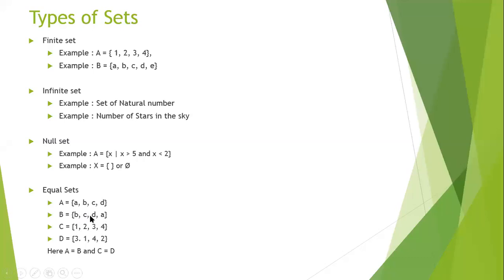Sets having the same elements. I'm not talking about the same number, but the same elements. If the sets have the same elements, that type of set is called an equal set. Now see this one. C is equal to 1, 2, 3, 4 and D is equal to 3, 1, 4, 2. This is also an equal set just because all the elements are the same in C and D. Here we have A is equal to B and C is equal to D. So this is an equal set.